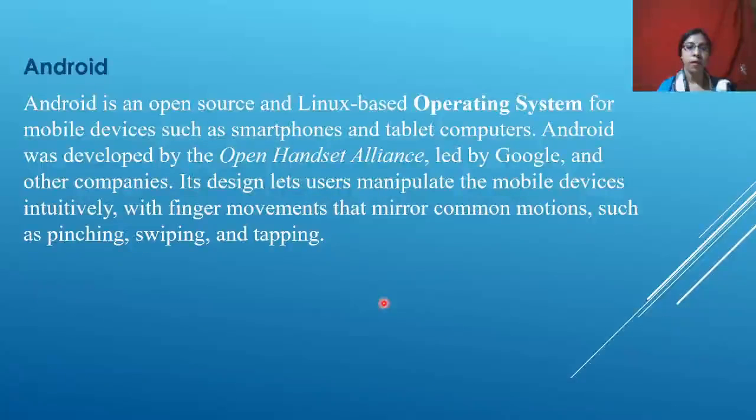The next type of operating system is Android. Nowadays Android is very famous in smartphones, and you can find this operating system on smartphones. It is a Linux based operating system, developed by the Open Handset Alliance, led by Google and other companies. Because of this operating system, the phone is able to detect finger movements and motions, like pinching, swiping and tapping.